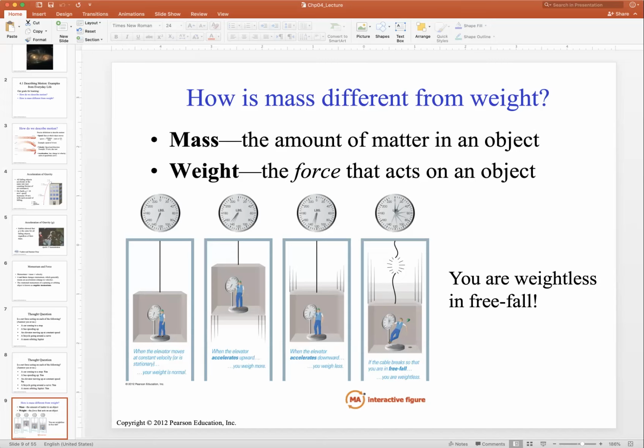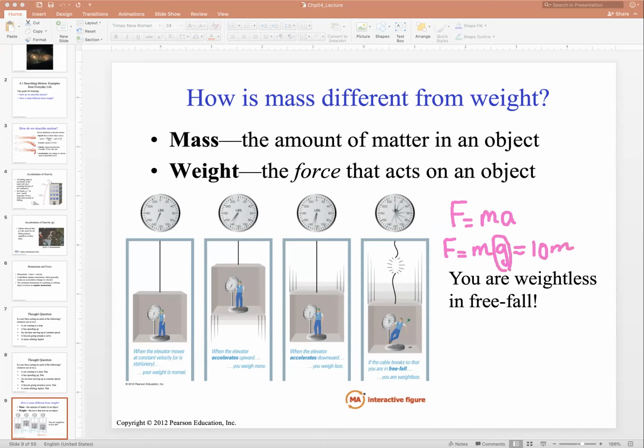So weight is the force that Earth is applying to you. So F equals ma. Force. Now, what's the acceleration of gravity? G, exactly. Okay. So it is 10 times m, because this is roughly 10.